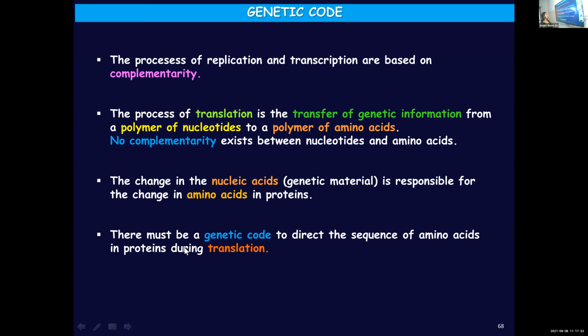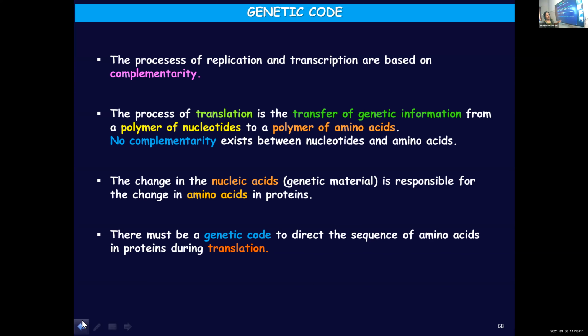There must be a genetic code. You should have a genetic code so as to direct the sequence of amino acids in proteins during translation. You should know what sequence of amino acids. There are 20 different amino acids. So what combination of amino acids forms proteins? Different proteins are also there. So what combination of amino acids will form a particular protein? To guide that, there is a need for a genetic code. There must be a genetic code to direct the sequence of amino acids in proteins during translation.